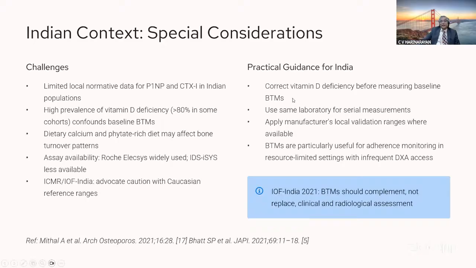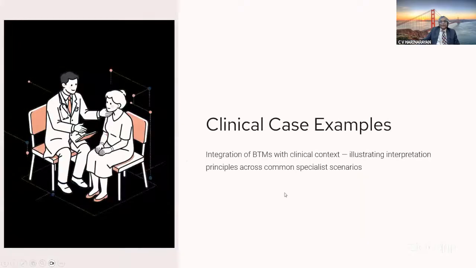Practical guidance for India: correct vitamin D deficiency before measuring bone turnover markers. Use the same laboratory for serial measurement. Apply the manufacturer's local validation range where available. They're particularly useful for adherence monitoring in resource limited settings with infrequent DEXA assessment. You should complement, not replace, the radiological picture.